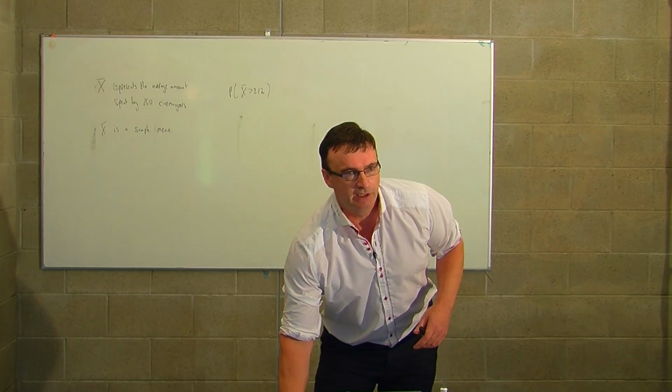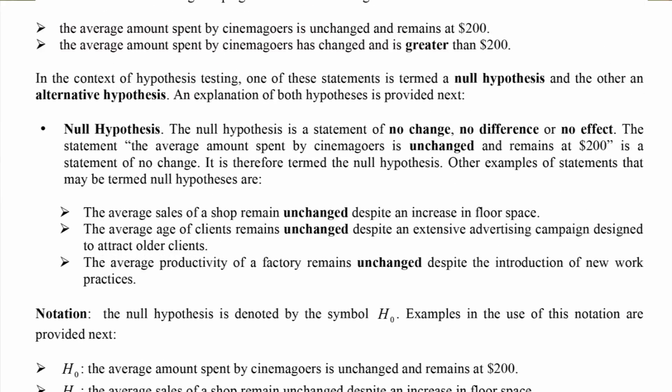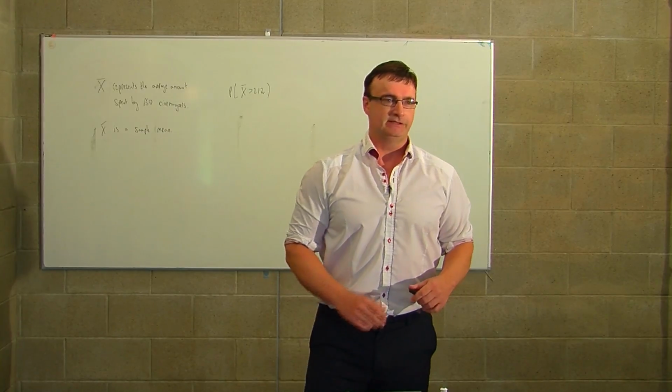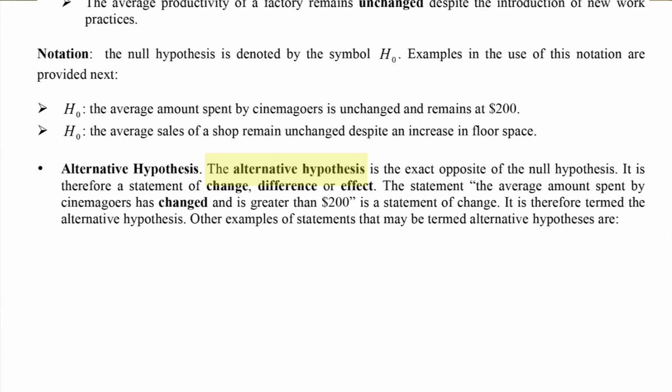Let me scroll back up. Let's look at these words. The null hypothesis is a statement of no change, no difference, or no effect. Boring. Okay, let's scroll down a bit. Let's look at this alternative hypothesis. Okay, the alternative hypothesis is the exact opposite of the null hypothesis. It is therefore a statement of change, difference, or effect. The statement, the average amount spent by cinema goers has changed and is greater than 200, is a statement of change. It is therefore termed the alternative hypothesis.